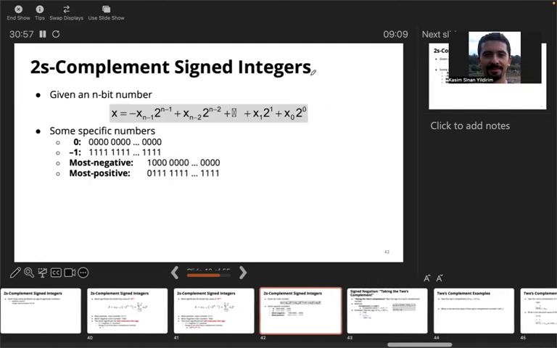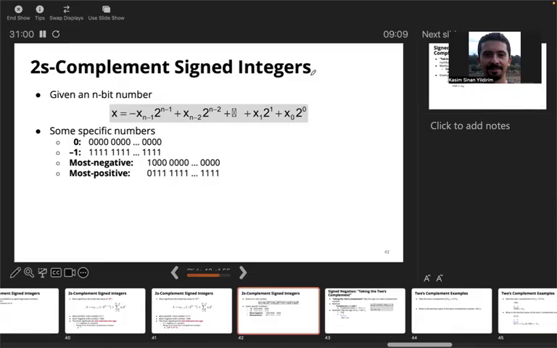So let's say this is an n-bit 2's complement number, as I show you again here. This is the sign bit, and these are all the bits that contribute to the positive magnitude, right?